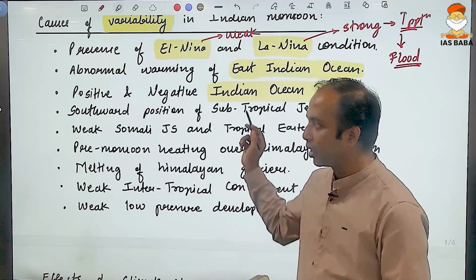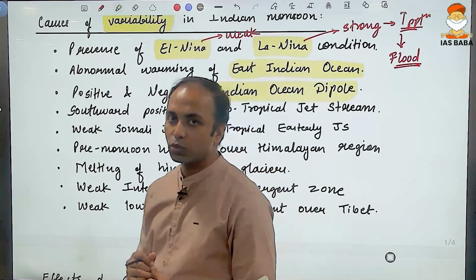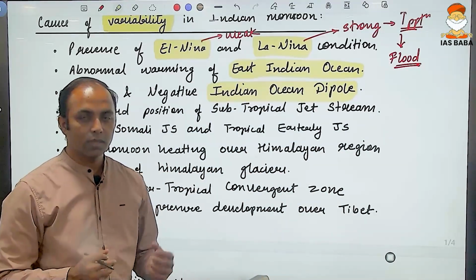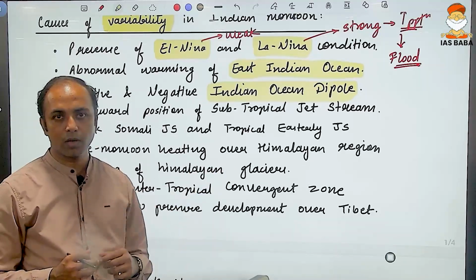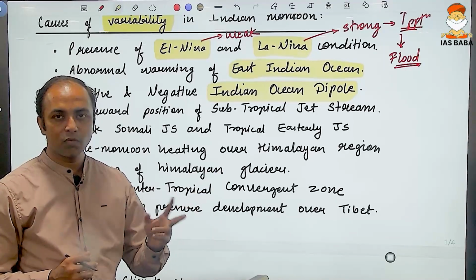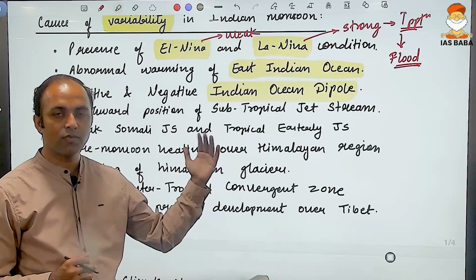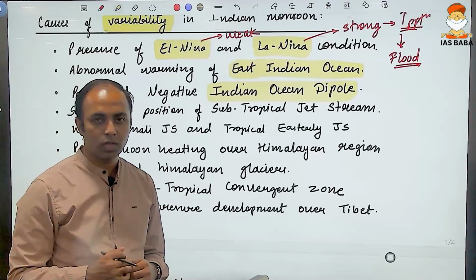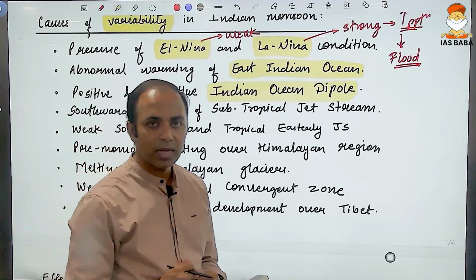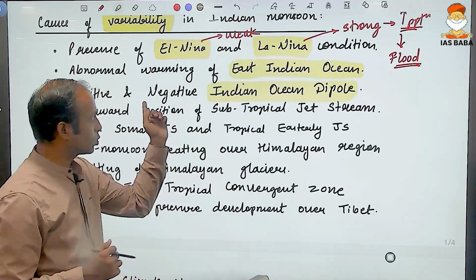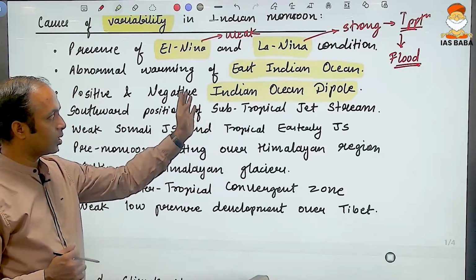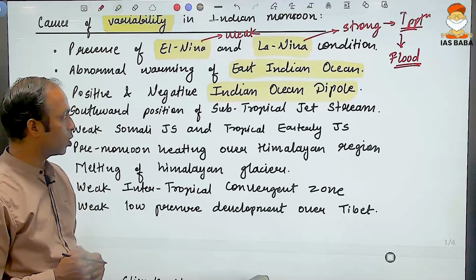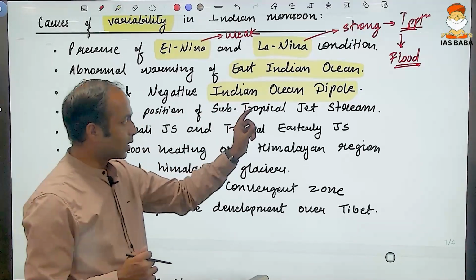So dipole in the Indian Ocean. What are these two poles? These two poles are the Arabian Sea and the Bay of Bengal. So its alternate warming and cooling have some positive and negative influence on the monsoon. And in recent years, because of climate change, this is fluctuating to a greater extent, thereby fluctuating the Indian monsoon. Then subtropical jet streams.